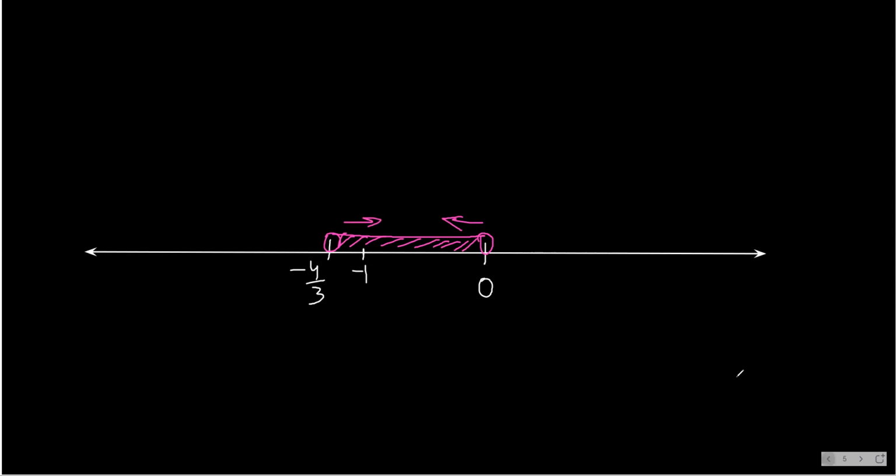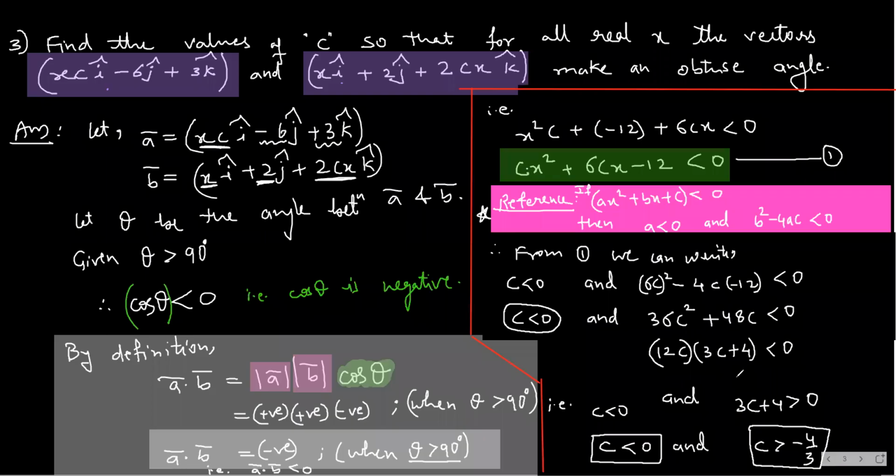See, in this, what are the points that you need to be knowing? This is the point that you need to be knowing: if the angle between two vectors is greater than 90 degrees, then their dot product is negative. That is, A bar dot B bar is less than 0.